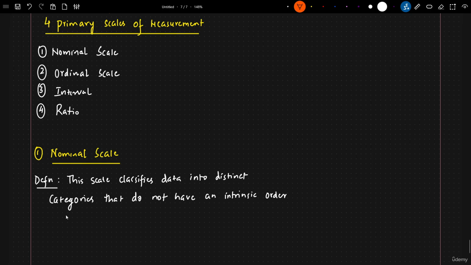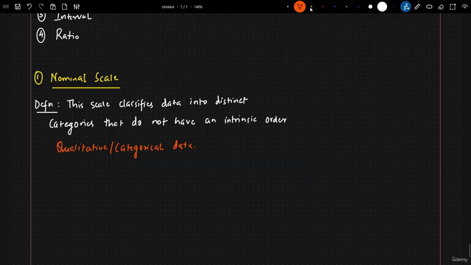Whenever you have distinct categories, that basically means we are talking about qualitative or categorical variables, right? So this basically has data of type qualitative or categorical data. This scale classifies the data into distinct categories that do not have an intrinsic order, so ordering is specifically not there. Let's look at some important characteristics, and with respect to this I'll also discuss some examples.